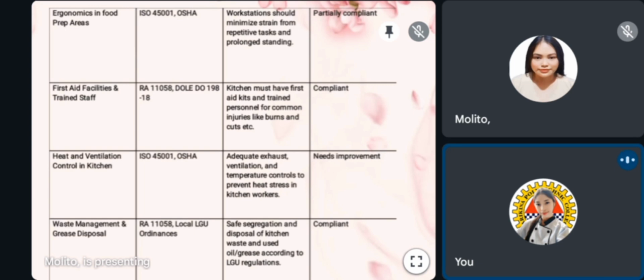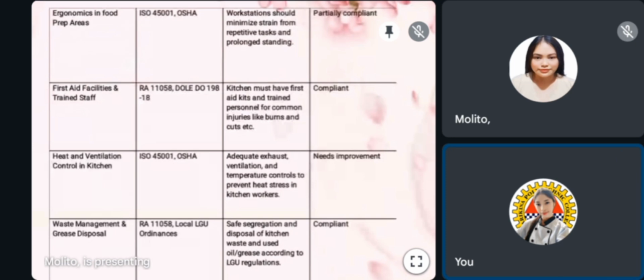The second one is first aid facilities and trained staff. Kitchen must have first aid kit and trained personnel for common injuries like burns and cuts, etc. So, status remark is compliant. So, first aid kits and trained staff enable quick response to common kitchen injuries to minimize health risk and downtime. This meets legal requirements under RA 11058 and DOLE regulations promoting workplace safety.